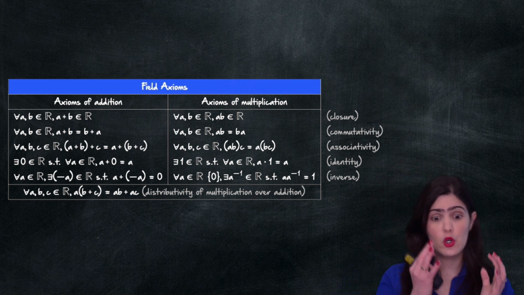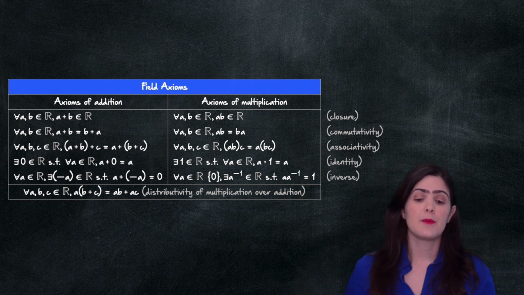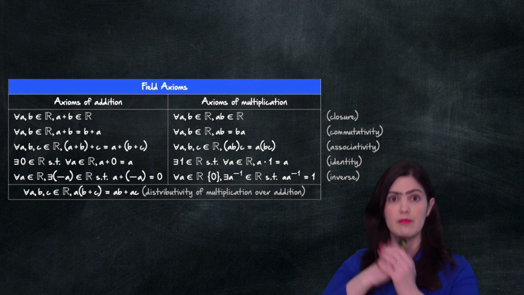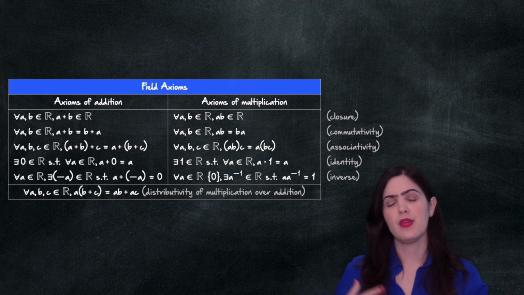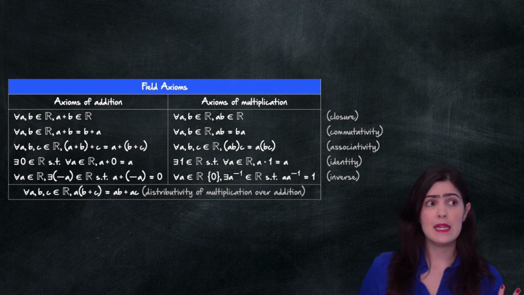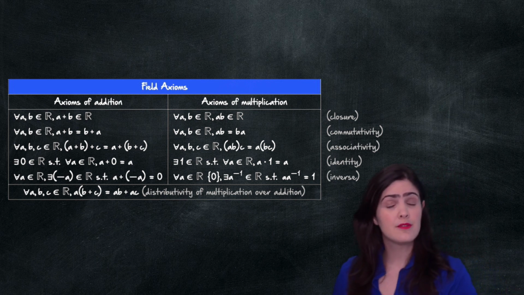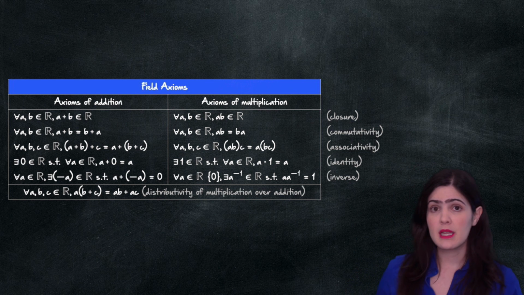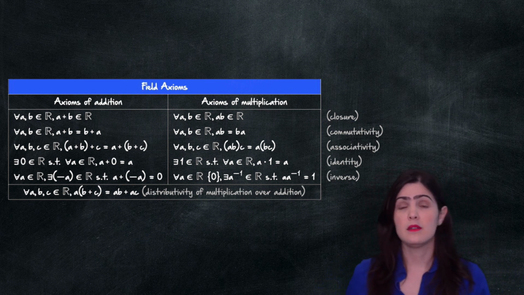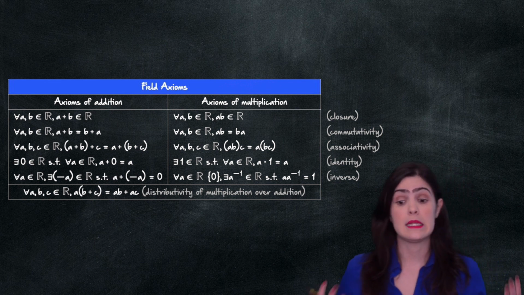Then we have associativity. This is the one that allows me to group things. So A plus B plus C is the same thing as A plus B plus C, with the grouping placed differently, and the same thing holds for the product. Then we have an additive identity, which is 0. Any number plus 0 is just itself. And we have a multiplicative identity, which is the number 1. Any number A times 1 is equal to A itself.